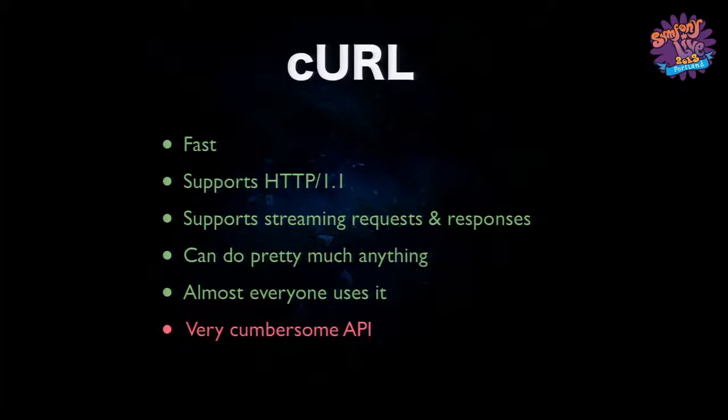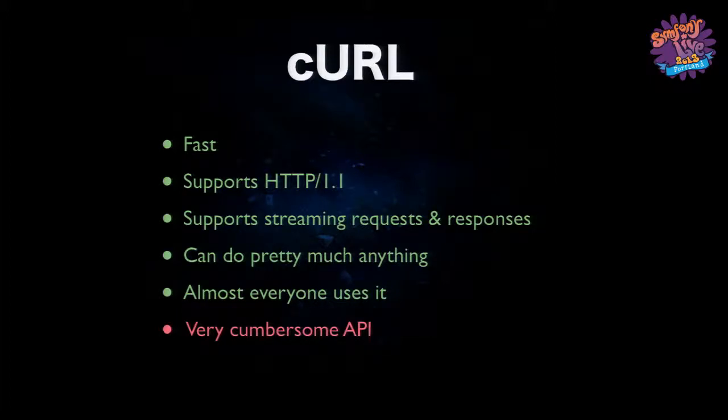It's what I built Guzzle on top of. It's really fast. It supports pretty much all of HTTP. So anything you would want to do with HTTP, curl is going to be able to do it. And it can do a lot of other protocols like FTP, SCP, or even Gopher. It supports streaming requests and responses, so you can stream data from a resource or a callback function or anything like that.